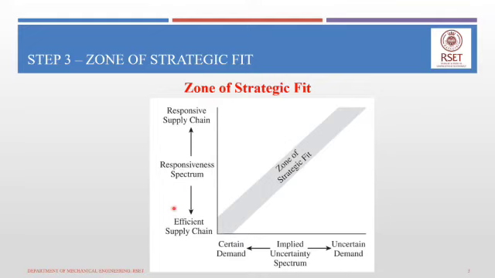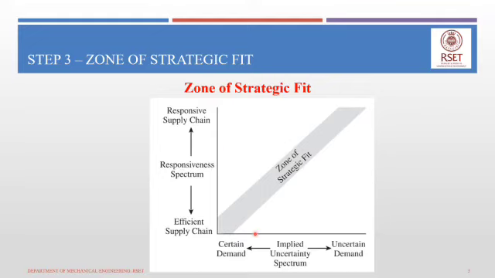So the position of the firm on the responsiveness spectrum, and the position of the firm under consideration on the implied uncertainty spectrum, are marked along the y and x axes respectively. So what we do is we basically locate that particular firm on this particular graph.